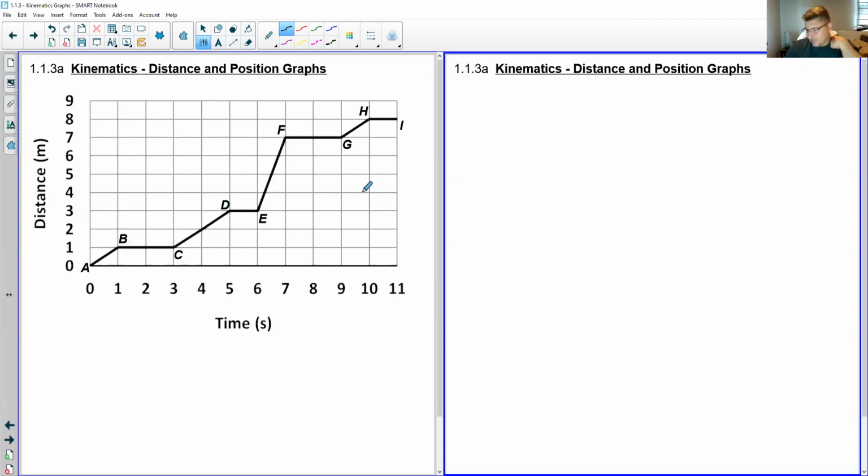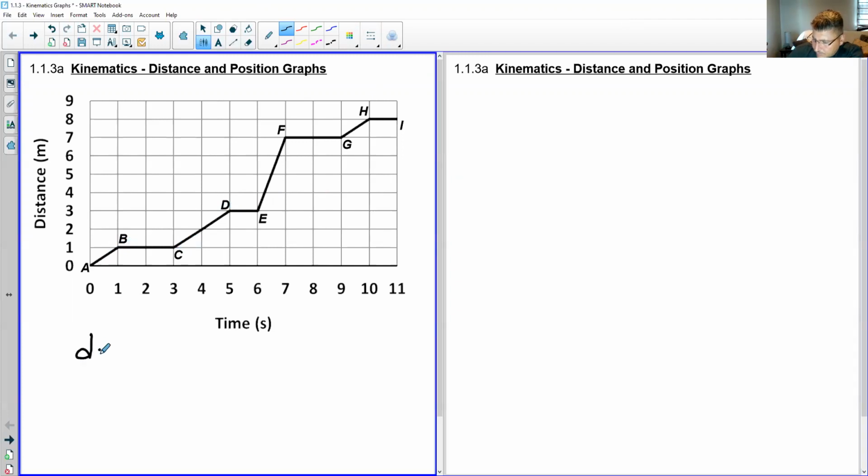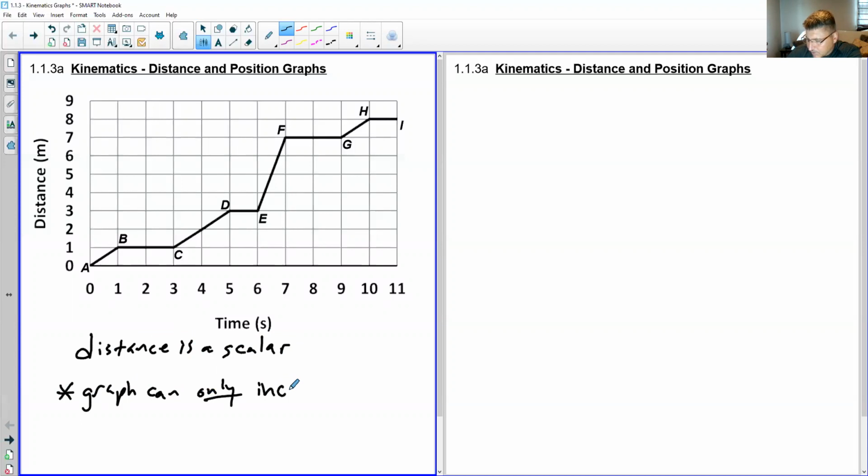So things to note about distance graphs. Since distance is a scalar, and we can't show direction, that means that this graph can only increase, right? A graph of distance will never go back down towards 0. You can't untravel distance that you've already traveled.